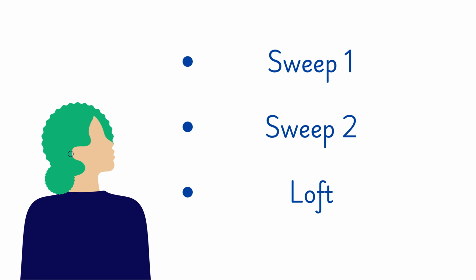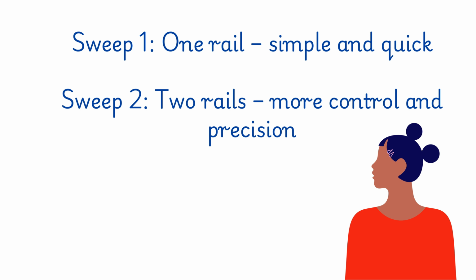Sweep 1, Sweep 2, Loft. Sweep 1: 1 rail, simple and quick. Sweep 2: 2 rails, more control and precision.